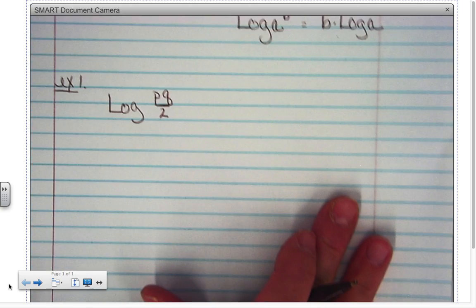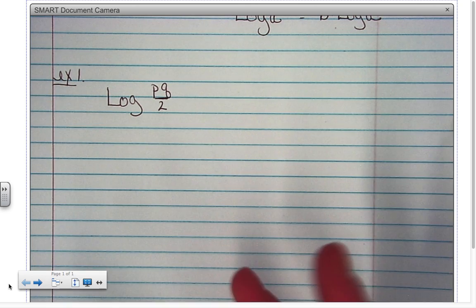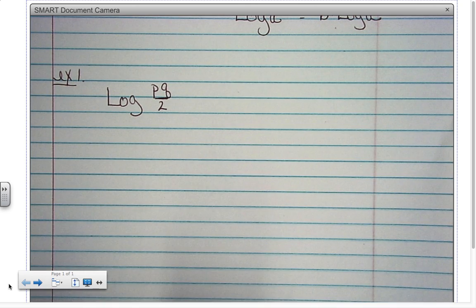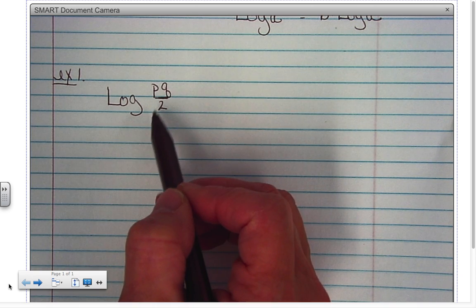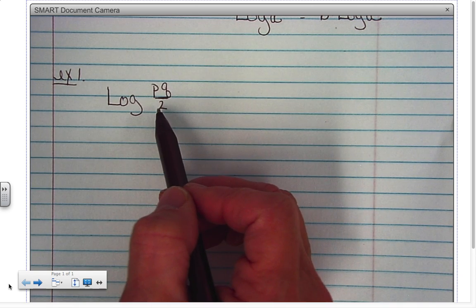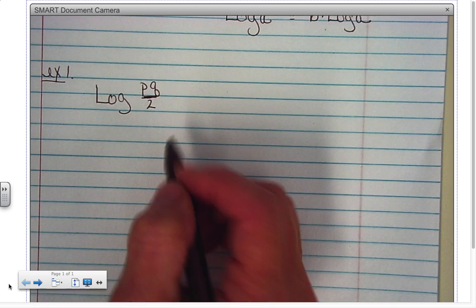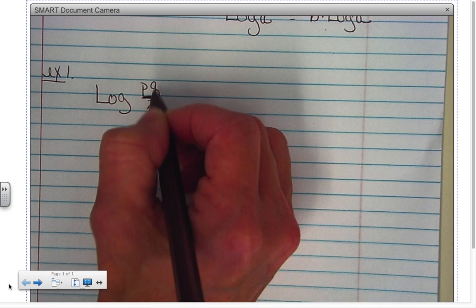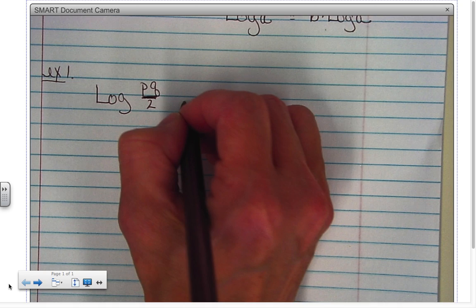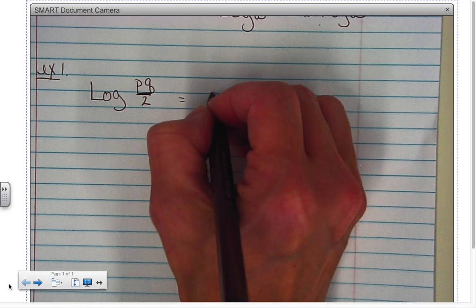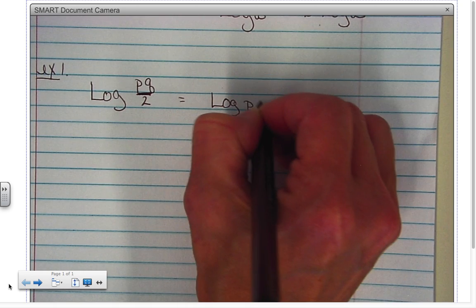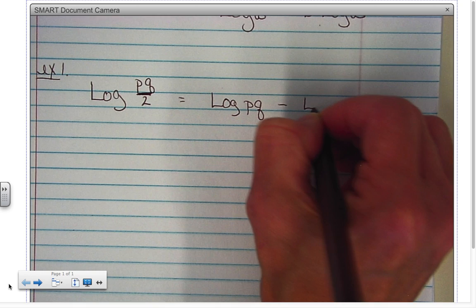The directions would say, using the log rules, expand, or write as a sum and difference of logs, or something like that. The idea is that I've got this one blurb of stuff, P times Q all divided by 2, and I want to expand it out using the rules, and there's more than one rule going on. So I would start with the idea that anytime you have division, that is the same as subtraction. So I'm going to rewrite that as log PQ minus log 2.